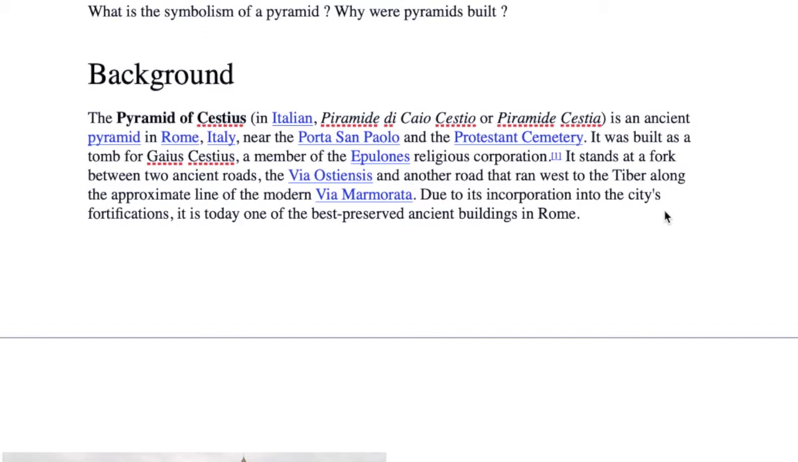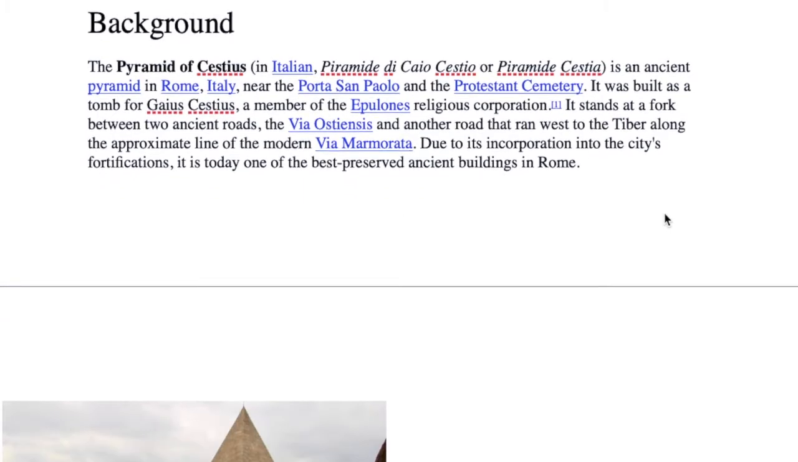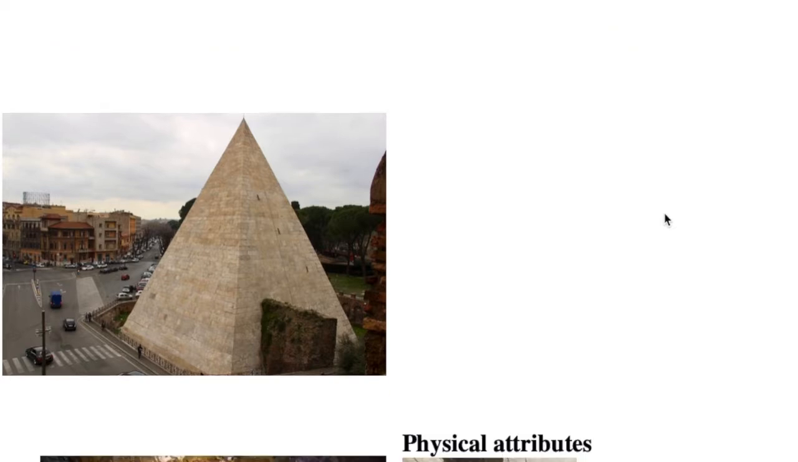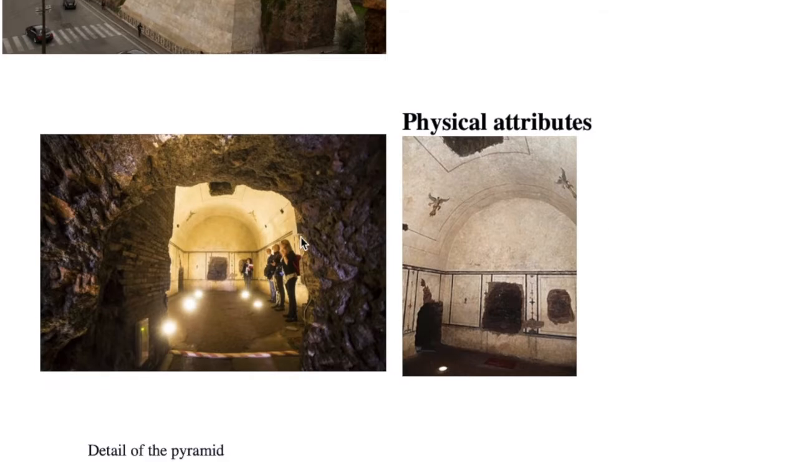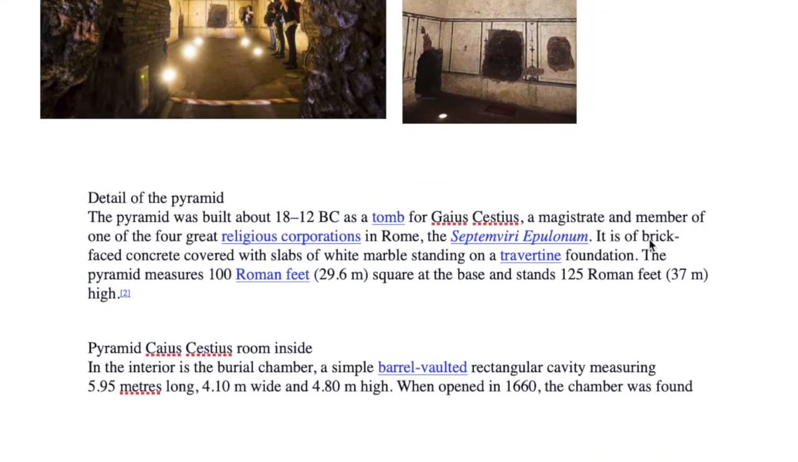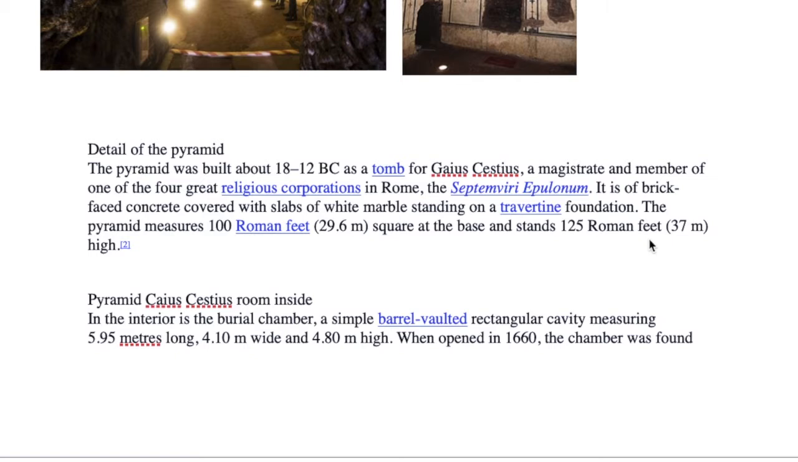It is an ancient pyramid in Rome, Italy, near Porta San Paolo, which is the door of St. Paul, in the Protestant cemetery. It was built as a tomb for Gaius Cestius, who was a magistrate in Rome. I guess a very powerful person because he had this pyramid built for himself. Now, this is what the pyramid looks like, and this is where he was buried. This is his tomb area, and so there's more information here about Gaius Cestius.